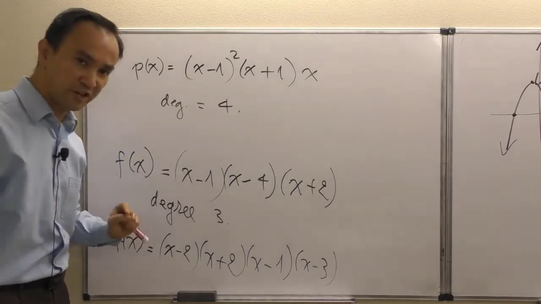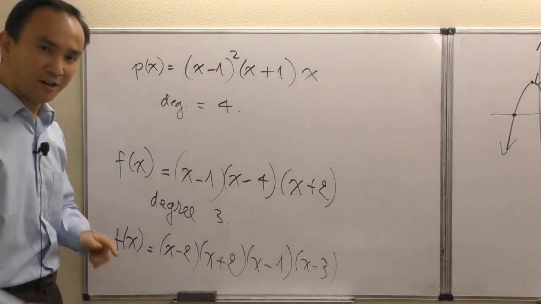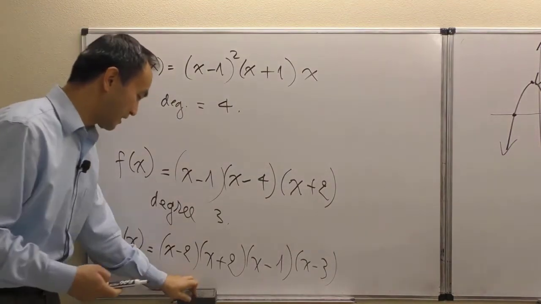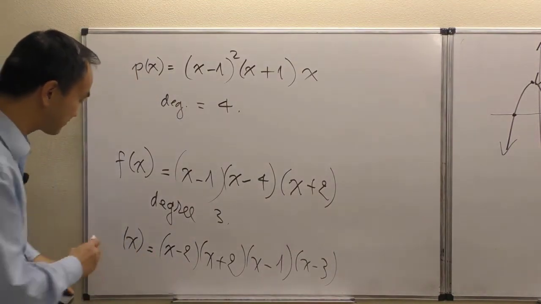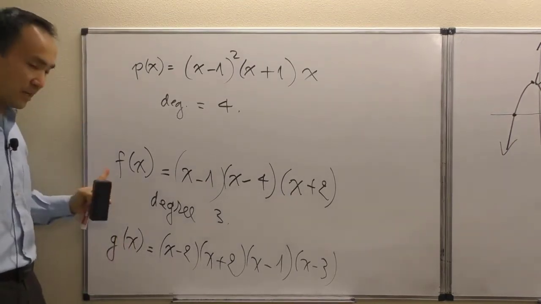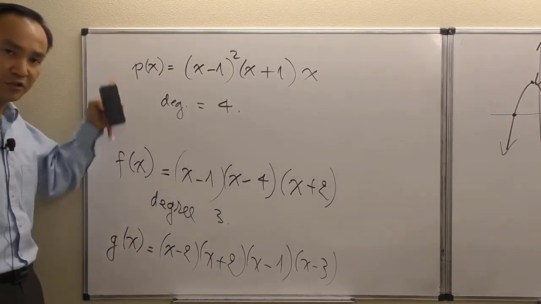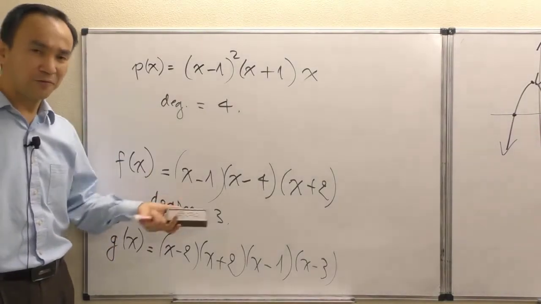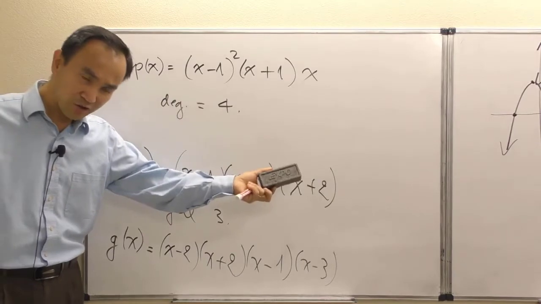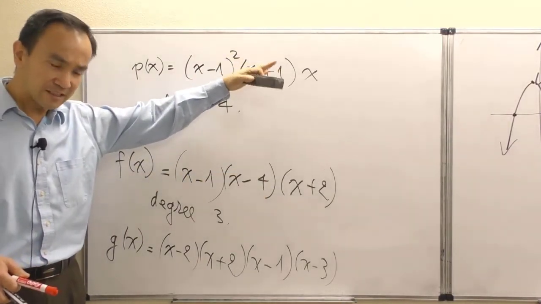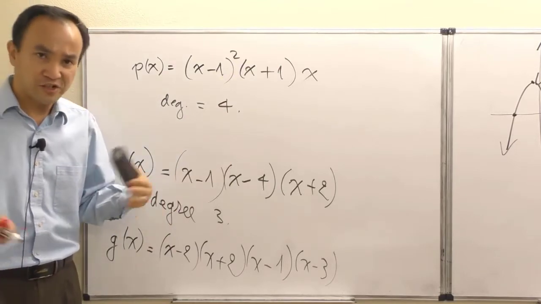There's a fourth degree here. There's a third degree here. Okay, so now with these three polynomials, let me change this last one here into g right there. So I have a p of x, I have an f of x, I have a g of x. These are all polynomials. And at this point, whether you write your polynomial in product form, in factor form like this, or in general form, it shouldn't really matter.